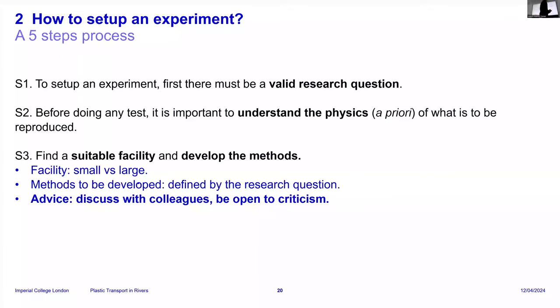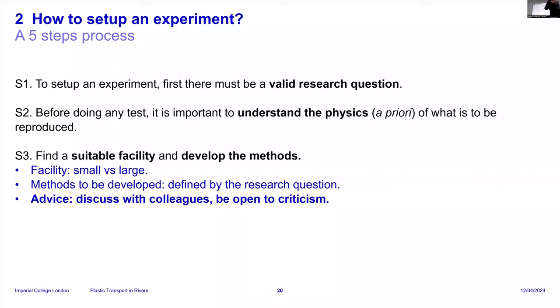Step three, find a suitable facility and develop the methods, okay? So you have a research goal, you have cleared the physics, now you need a laboratory installation, so you come to Marcel and say, Marcel, can I use your flumes? Potentially the answer will be no, I guess, but find a suitable facility which suits well the experiment that you want to do, okay? Not every channel is good for everything, and sometimes getting access to the right channel is not easy.